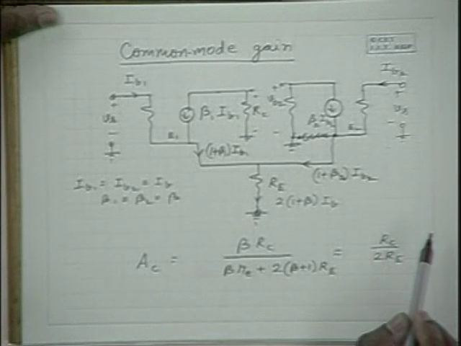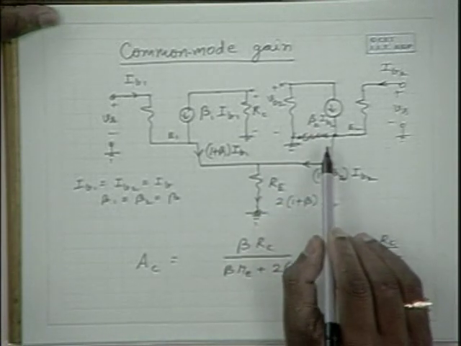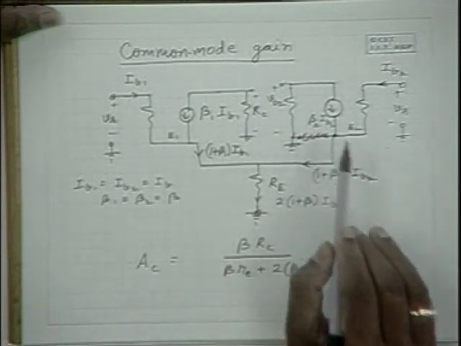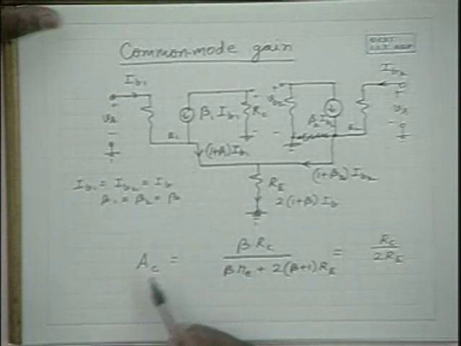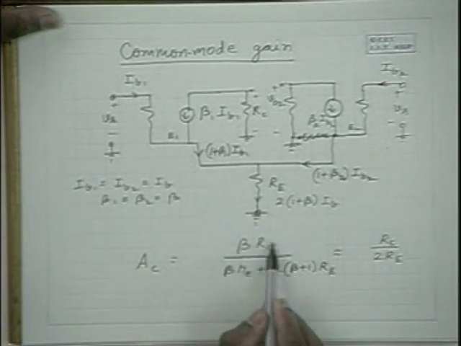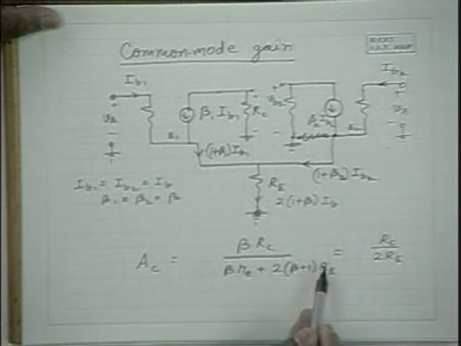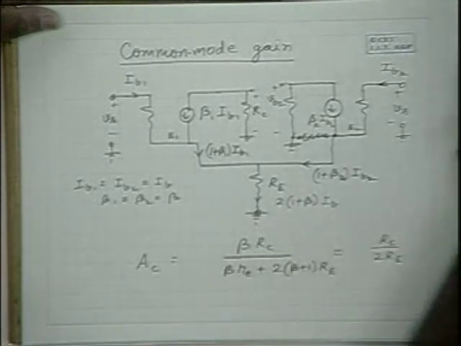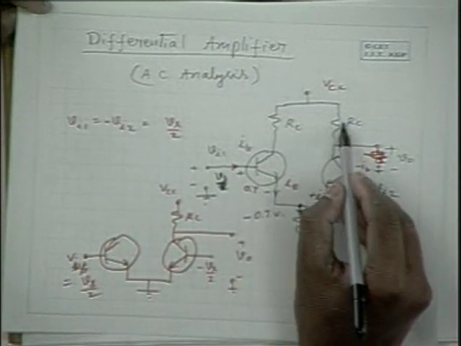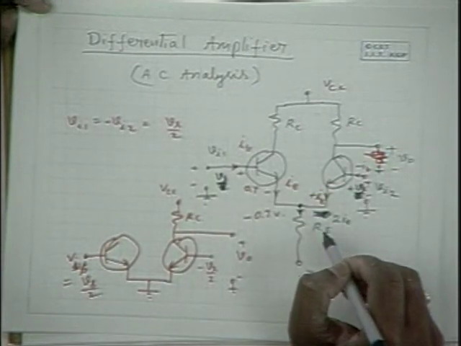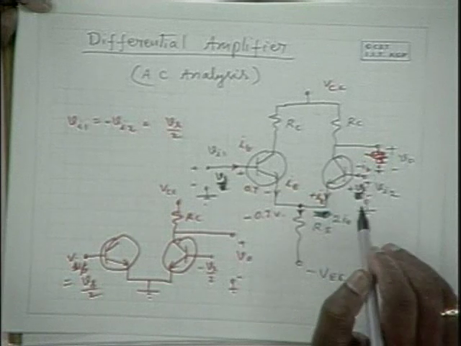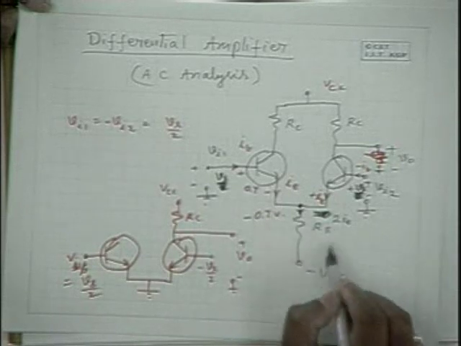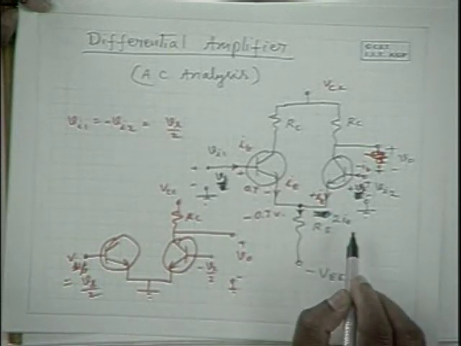I would like you to recall the analysis of a common emitter amplifier with an emitter resistance. When you have a common emitter amplifier with emitter resistance, the voltage gain is obtained as beta Rc by beta Re plus beta plus 1 into Re, and that is approximately equal to Rc by Re itself. So that is approximately the resistance ratio Rc by Re itself, and because of which its gain is low, and we were using a bypass capacitance to bypass the emitter resistance.